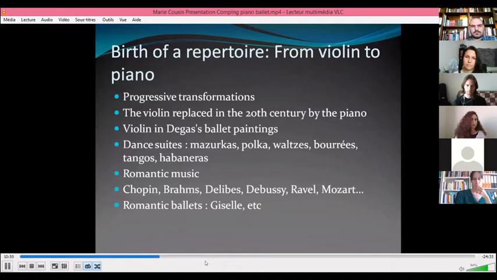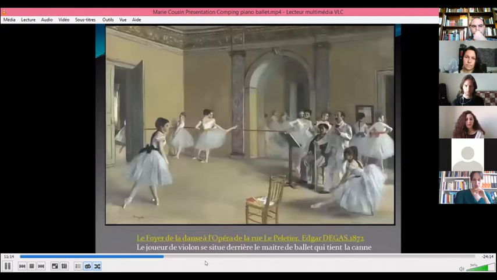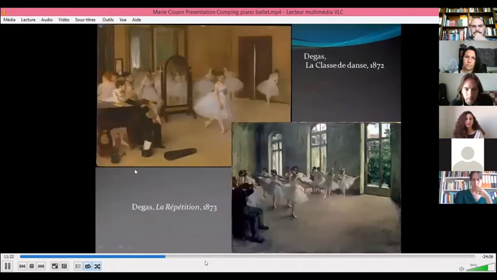We encountered old scores, such as collections of dances and dance tunes for piano, then more specifically, in the 20th century, scores of music to accompany dance classes. A musical literature has therefore been developed in a specific way. So we can see the master of the violin here, and the master of the dance here, in the Degas paintings.